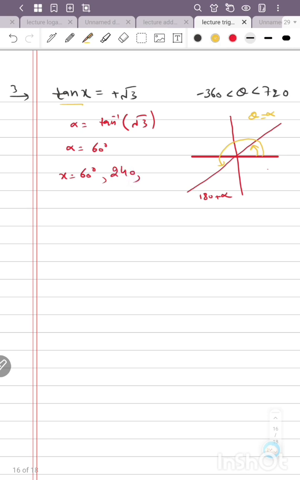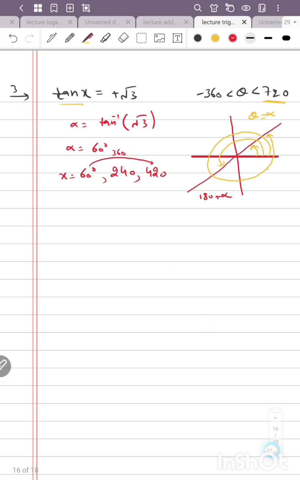Now our third one is, if we start from here, because the interval is 720, we start from here, move here and complete the first circle, and add 60. So 360 plus 60, we get the answer 420. Simple, we just add 360 here.